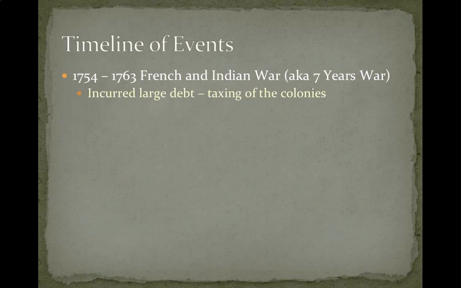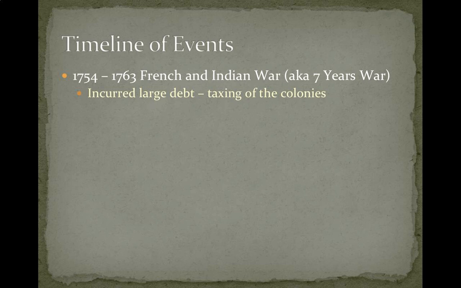I need for you to get the timeline into your notes. You should already have the Magna Carta in 1215, the first real attempt at restricting the king's power. So we're going to skip forward to 1754 to 1763, the French and Indian War, also known as the Seven Years' War. It was called the French and Indian War here. In England, they called it the Seven Years' War. So once again, we are still an English territory, and so together we are fighting the French.